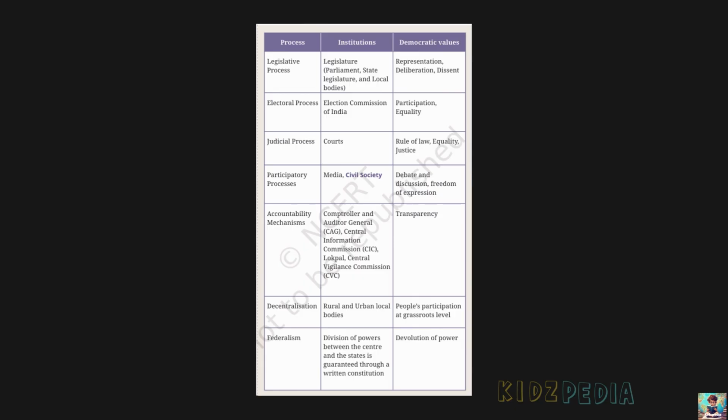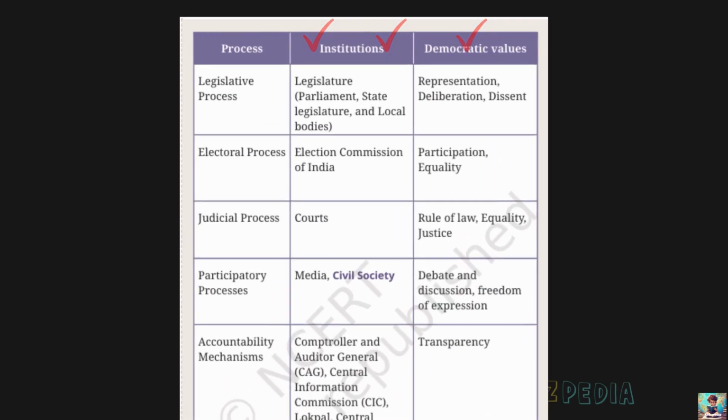So now this table brings together the different ways in which democracy works. The table has 3 columns. The first column tells us about the democratic process, what is happening in democracy. The second column tells us about the institution that supports that process. And the third column tells us about the democratic value that this process promotes. Let's understand each one slowly.